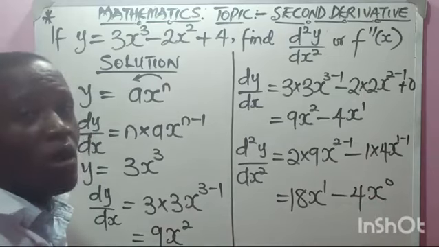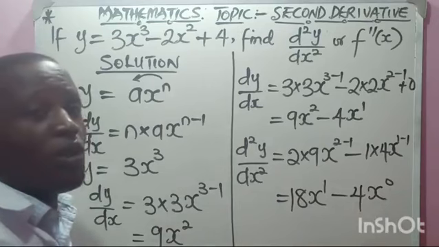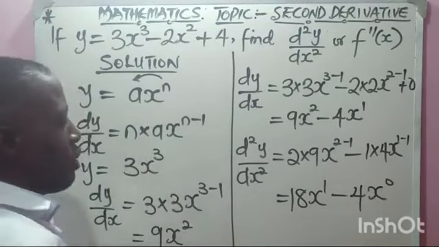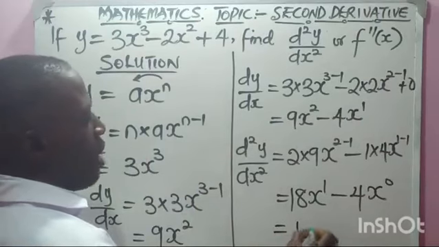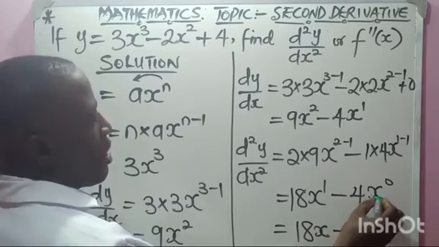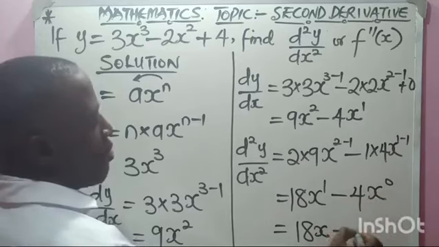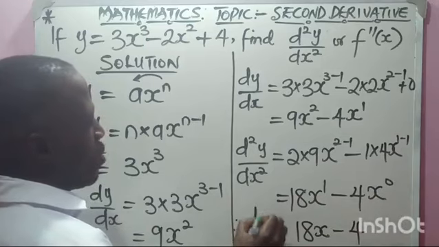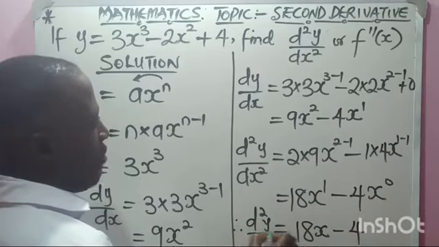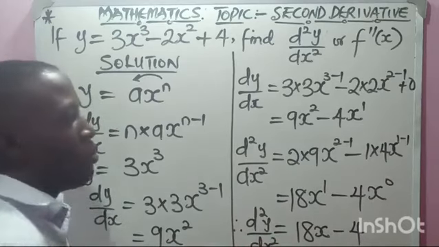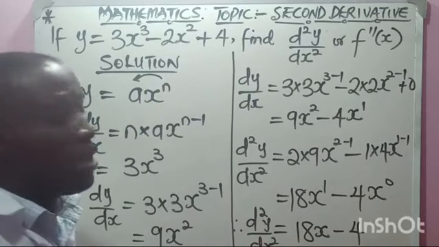In indices, when a number or a variable is raised to the power of 0, it gives you what? 1. So here now, I'll have 18x minus, since x raised to power 0 is 1, 1 times 4 will give me 4. Therefore, my d squared y over dx squared, which is the second derivative, is what? 18x minus 4. I hope it's clear.